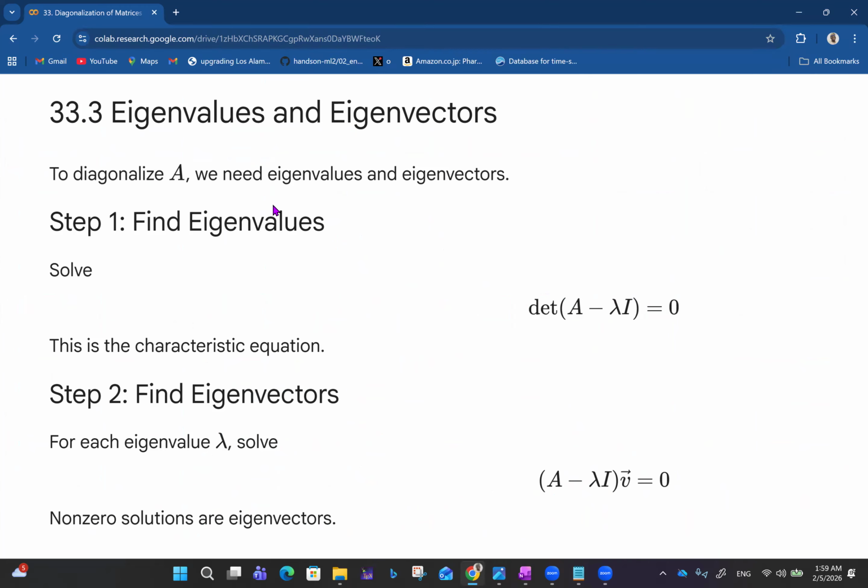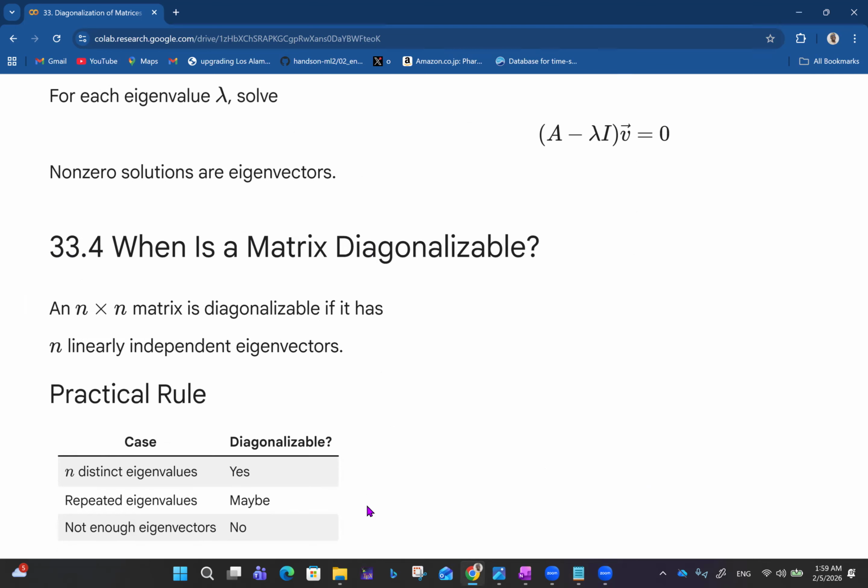To diagonalize A, we need eigenvalues and eigenvectors. The first step is to find eigenvalues the way we usually do: take the determinant of A minus lambda I and equate it to 0. You solve that; this is the characteristic equation. Step 2, find the eigenvectors. We already know how to do that. For each eigenvalue lambda, solve this to find v, the eigenvector. We are looking for non-zero solutions, which are eigenvectors.